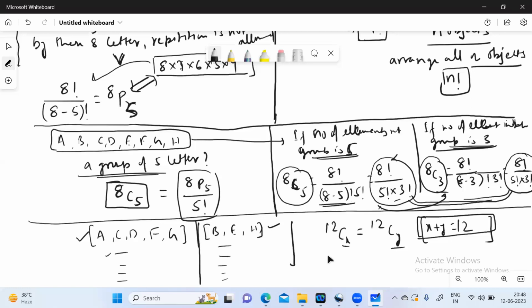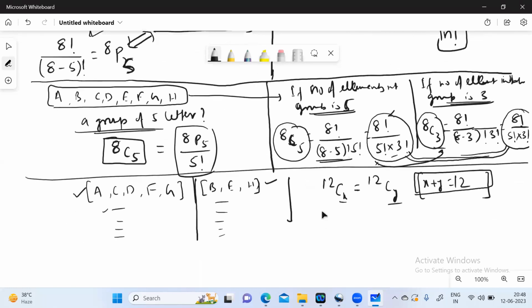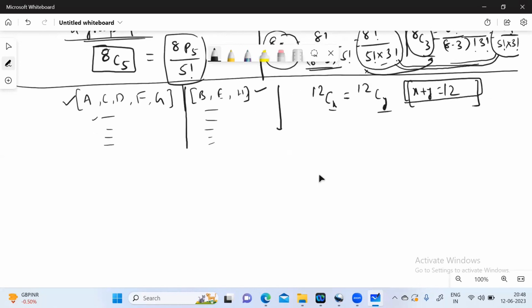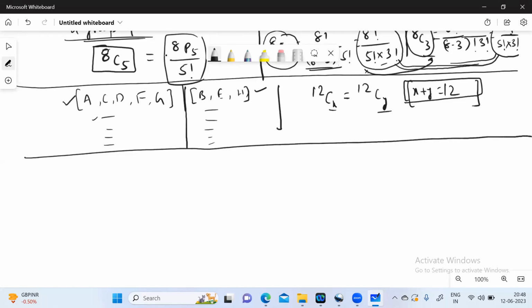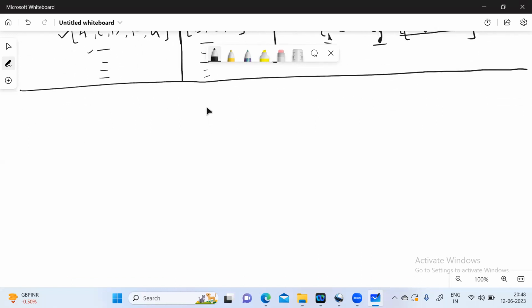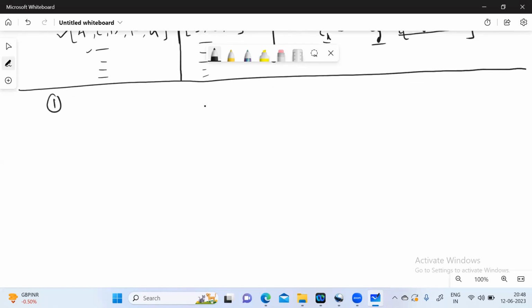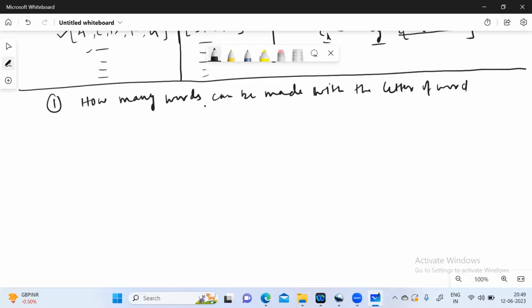So now we'll move ahead with examples where we'll be using the same thing, but there will be some complexity in that. Like if somebody asks you, how many words can be made with the letters of the word apple?